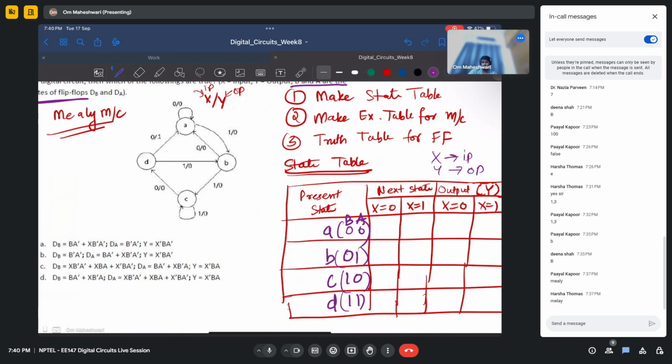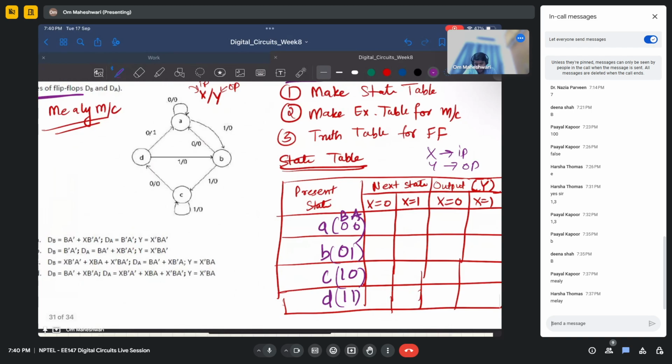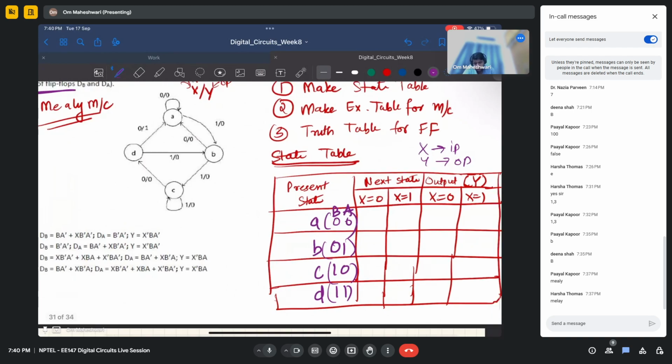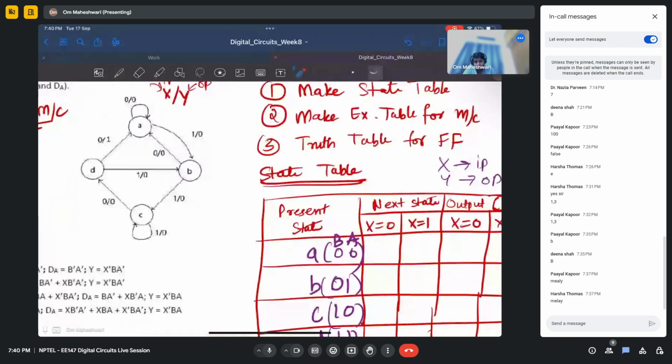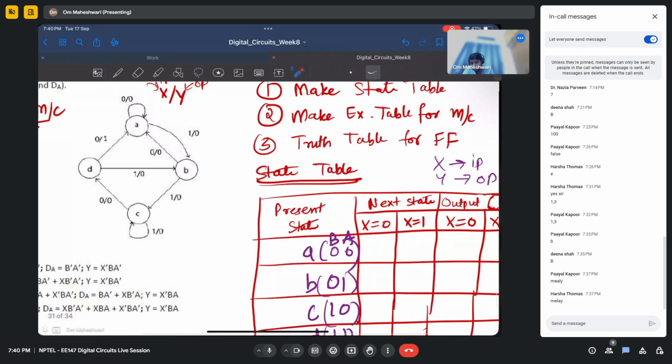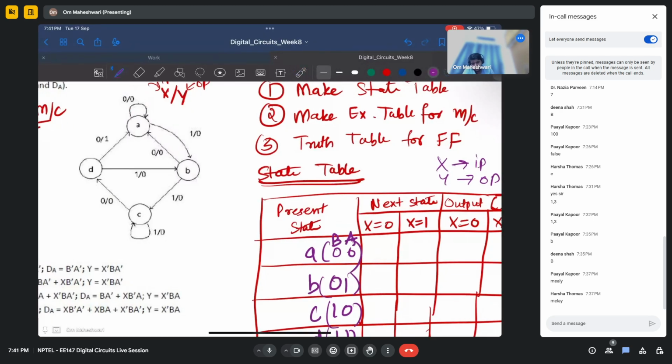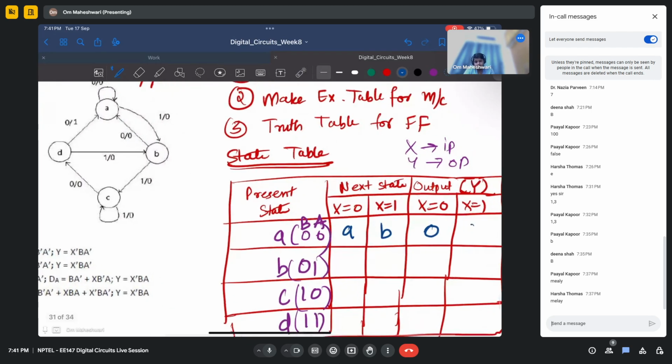Okay. So anyways, let us look at the state diagram now. When input is 0 and you start at A, your input is 0, then you go back to A, next state is still A, and your output is 0. So it is A and 0. When input is 1, you start with A, your input is 1, you go to B, and your output is still 0. So B and 0.